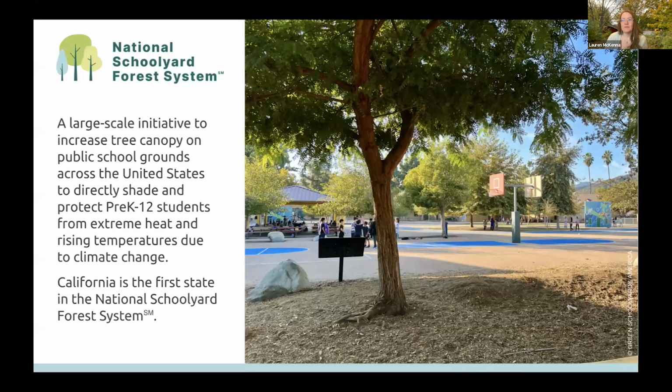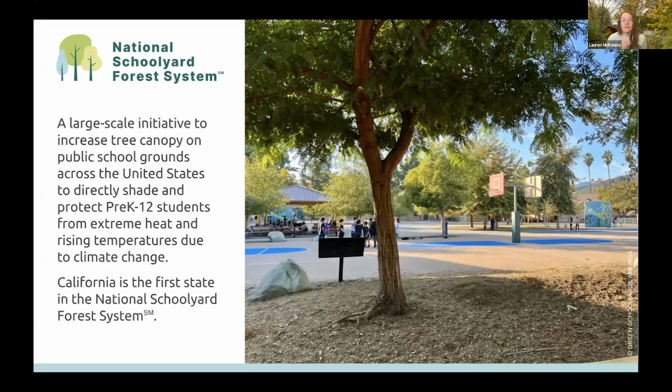This series is part of the National Schoolyard Forest System, which is a large-scale initiative to increase tree canopy on public school grounds across the United States to directly shade and protect pre-K through 12th grade students from extreme heat and rising temperatures due to climate change. California is the first state in this initiative, founded by Green Schoolyards America and 10 Strands in partnership with CAL FIRE and the California Department of Education.